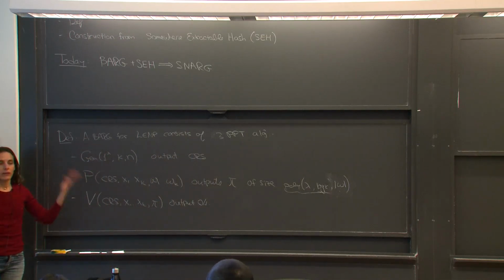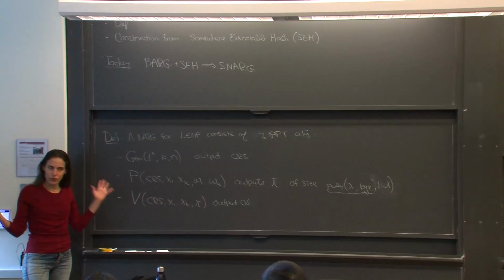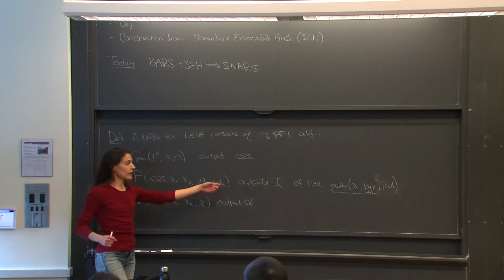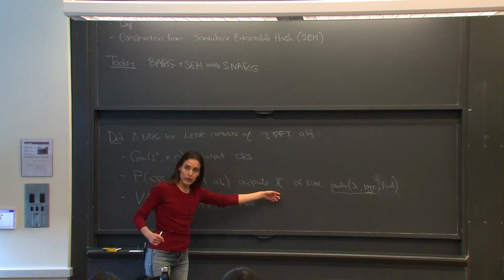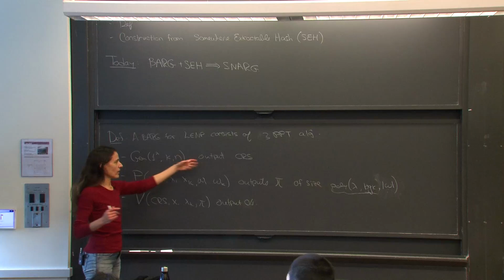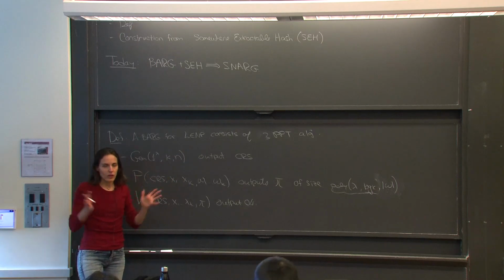Then we want completeness and soundness. Completeness is the usual thing that just says, if P has valid witnesses and he generates a BARG, this BARG is going to be accepting with probability 1 over the CRS generation. So that's the standard completeness.